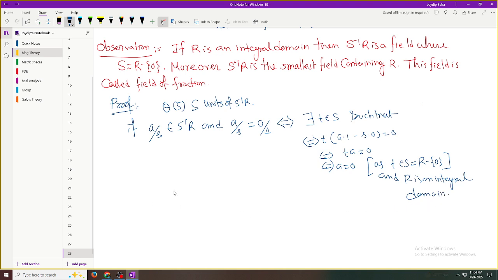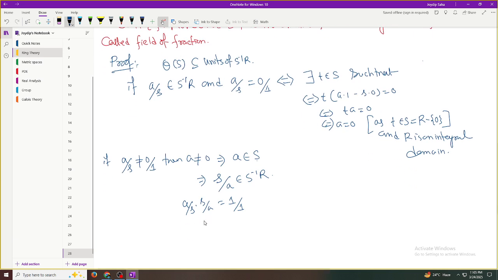Next, so a by s, if a by s not equals to 0 by 1, then a not equals to 0. This implies a belongs to S, as S is R minus 0. This implies s by a belongs to S inverse R. So a by s dot s by a equals 1 by 1. Again you can check it. As s by s, that is 1 by 1. Therefore every element of S inverse R is a unit.